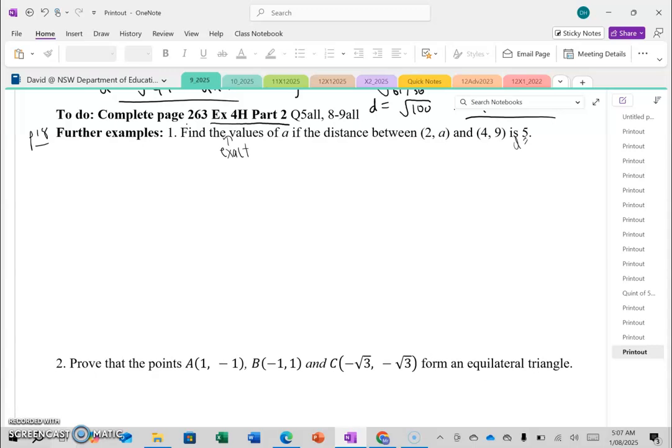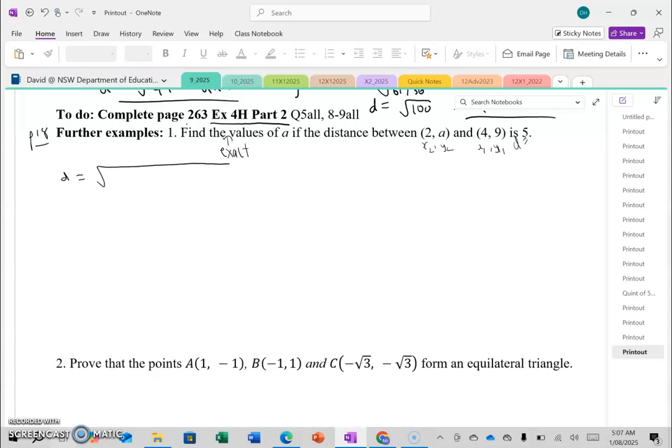Okay, so let's call this point here x2, y2, and I'm going to call this point x1, y1. The reason why I called this one point 2 will become apparent a bit later on. It doesn't actually matter, but it's slightly easier if you call the one with the unknown that you're trying to find point 2.